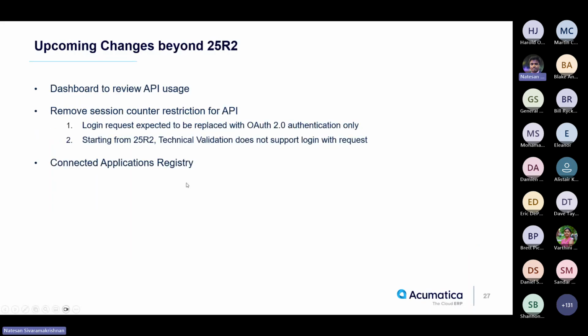So beyond 25R2, some features that are in the planning are the introduction of a dashboard to view the API usage, so we can see the list of requests and the load or the licensing restriction details as a dashboard related to the API integration.